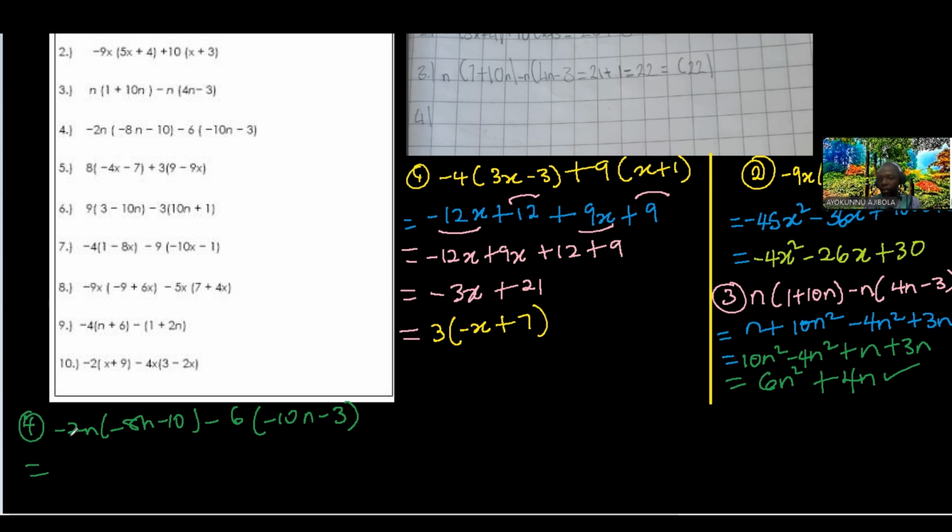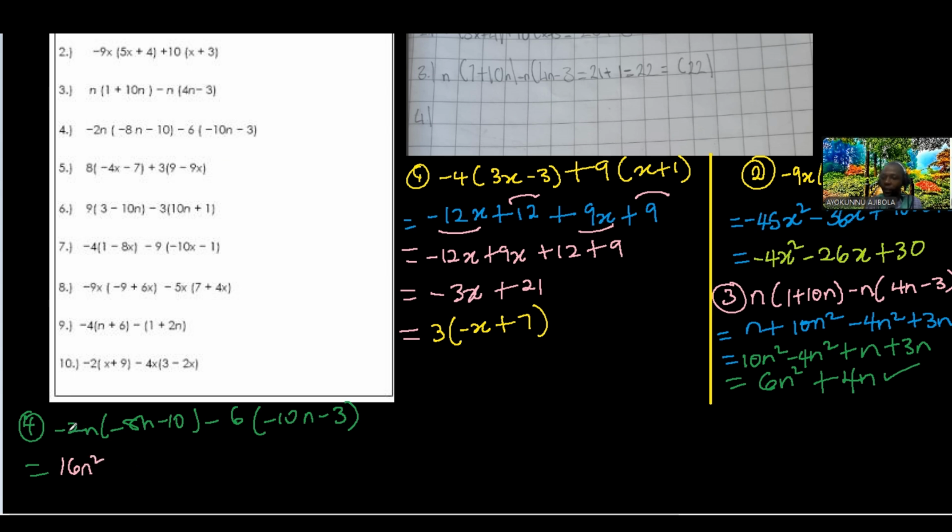Please look at this. The first term outside here has a negative and the two terms in the bracket have negatives too. So that means all of my answers for the first bracket opening will be positive, because negative times negatives will give us positive. So 2 times 8 is 16, and it's positive because they both have negative. Then n times n there is n squared.